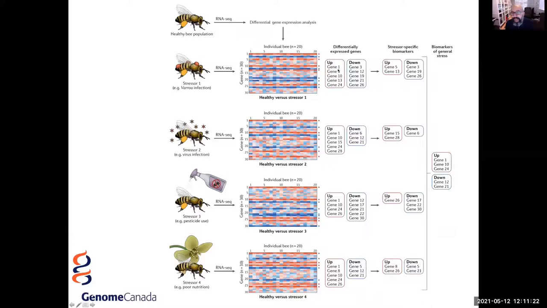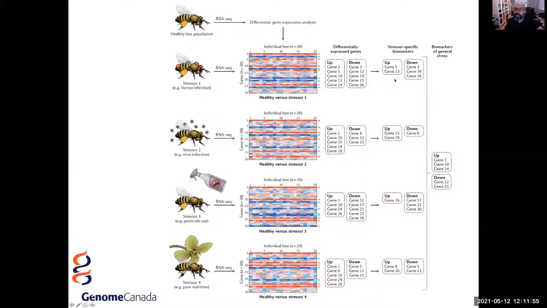We'll just say when bees are exposed to mites, we see upregulation of genes 1, 5, 10, 13, 24. Bees exposed to a virus, we see upregulation of genes 1, 10, 15, 24, 28. And then we get these gene lists, and then we compare them. After comparing them, we find that although several genes go up, gene 5 and gene 13 are the only ones that go up with the presence of varroa, but not any of these other stressors.